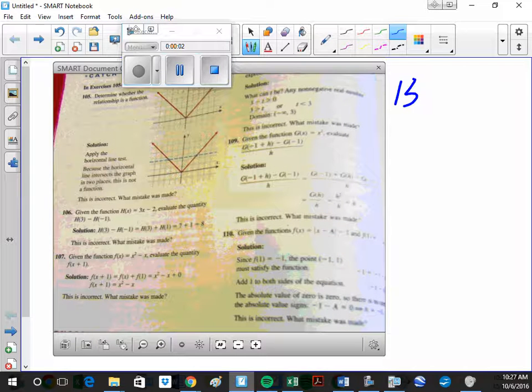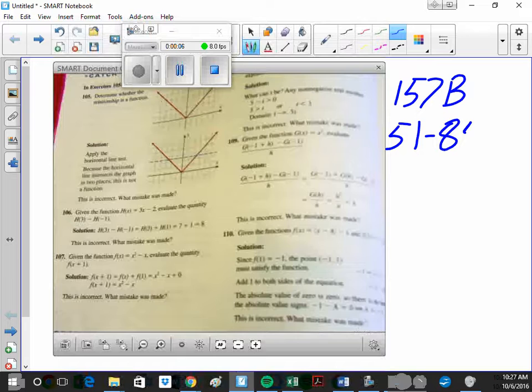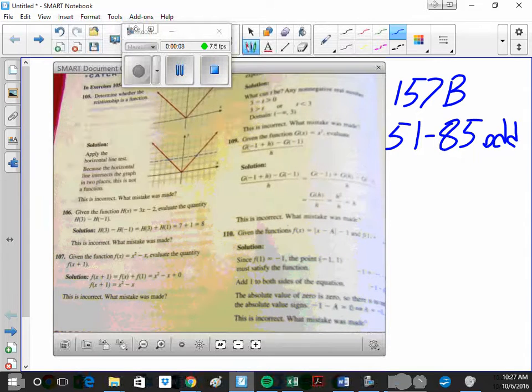Today's assignment is 157B, 51 to 85 odd.